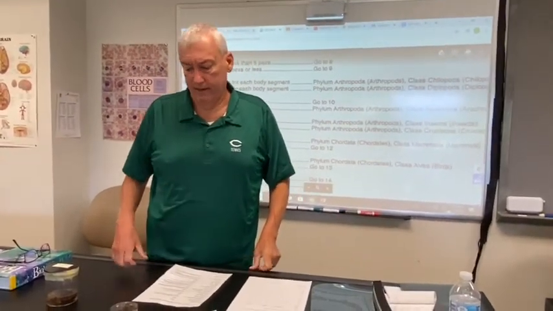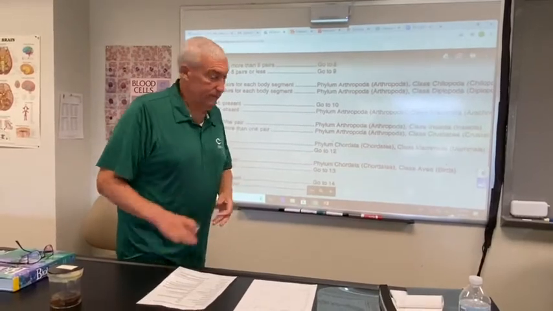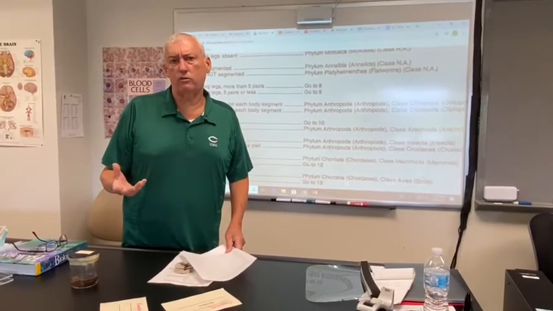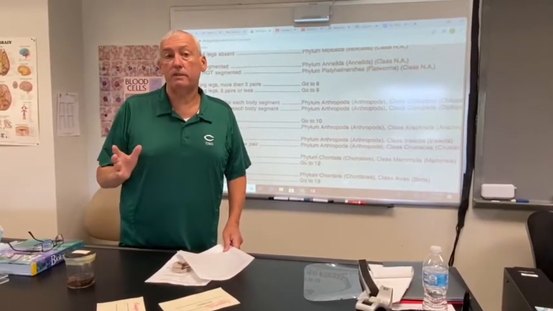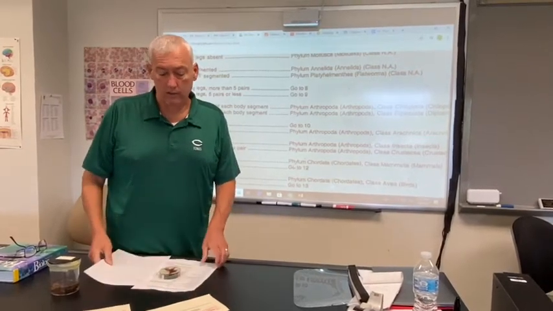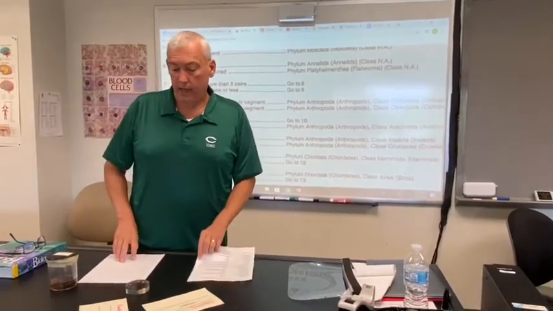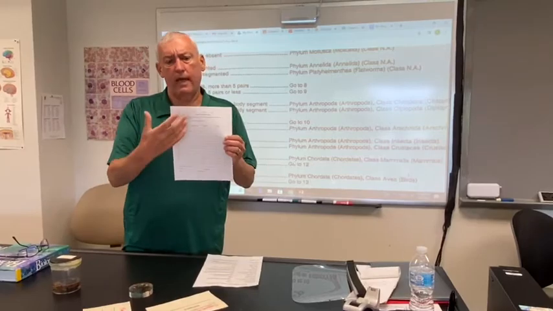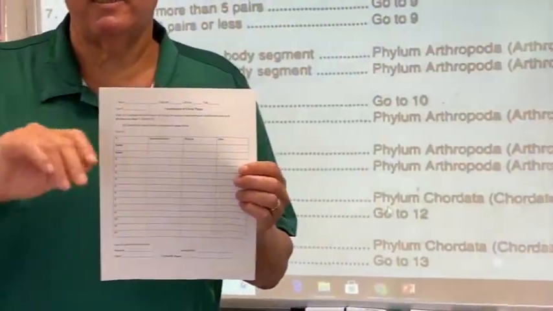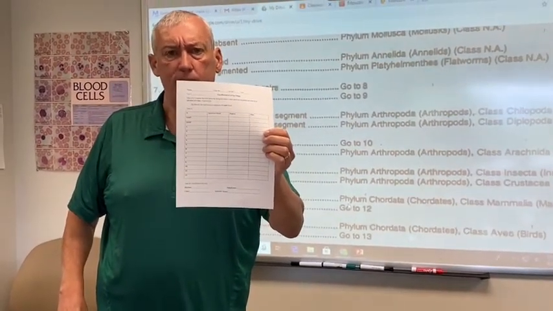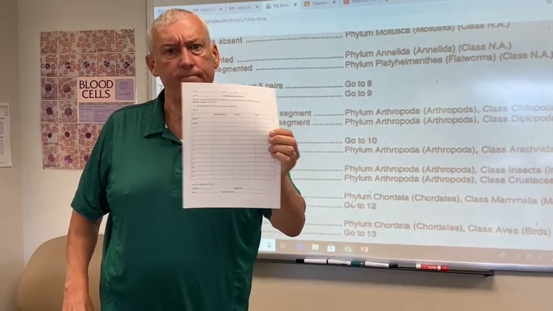So you can see how simple this actually is. What you are going to be required to do in lab is this: there are going to be 12 specimens, and you are going to work on your own. Everybody will get a dichotomous key, just like the one I just used, and you will get a lab. What you will be required to do is go around the room, look at each specimen, and use your dichotomous key to classify each specimen as to its phylum and its class.